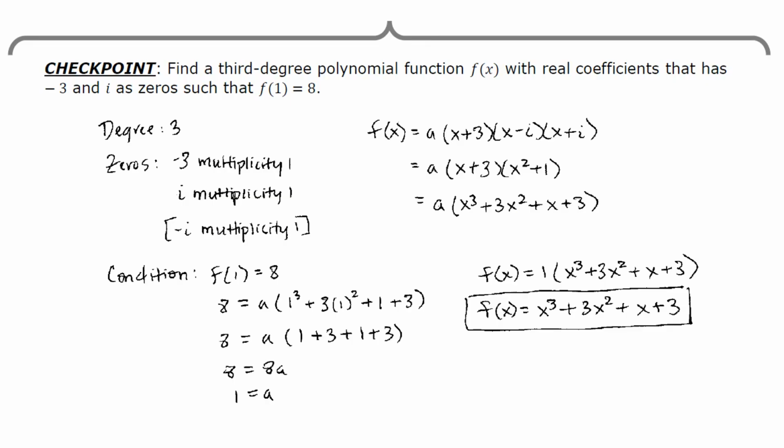All right, here is the solution for your checkpoint. You should have gotten f of x equals x cubed plus 3x squared plus x plus 3. All right, and that concludes the section for 3.4.